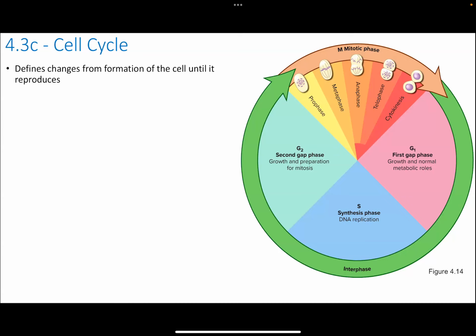Now we're going to look at the cell cycle so that you can see where replication falls into place in the life of a cell. So the cell cycle defines the changes from the formation of the cell until it's going to reproduce. The cell cycle has two main divisions.